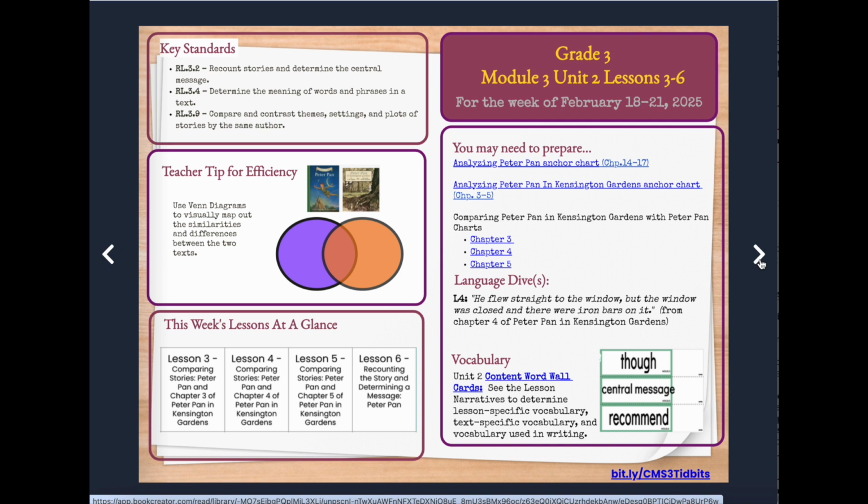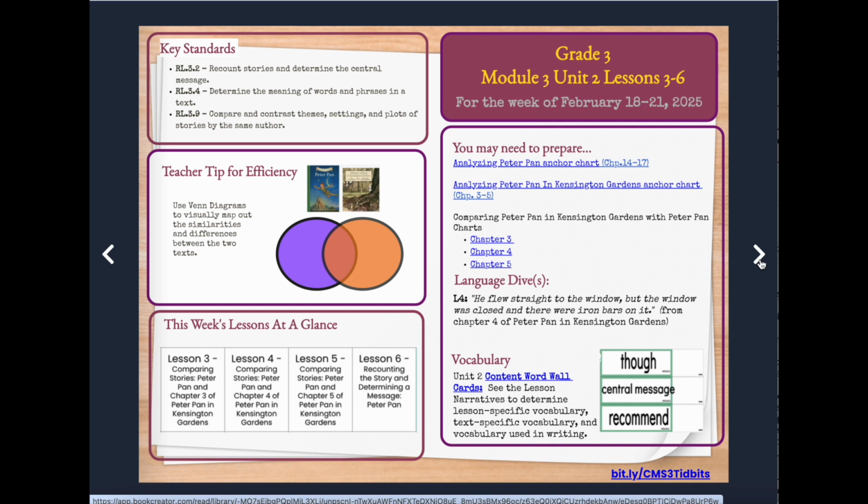A few things you may need to prepare ahead of time are the Analyzing Peter Pan anchor chart for chapters 14 through 17, the Analyzing Peter Pan in Kensington Gardens anchor chart for chapters 3 to 5, and the Comparing Peter Pan in Kensington Gardens with Peter Pan charts for chapters 3, 4, and 5.